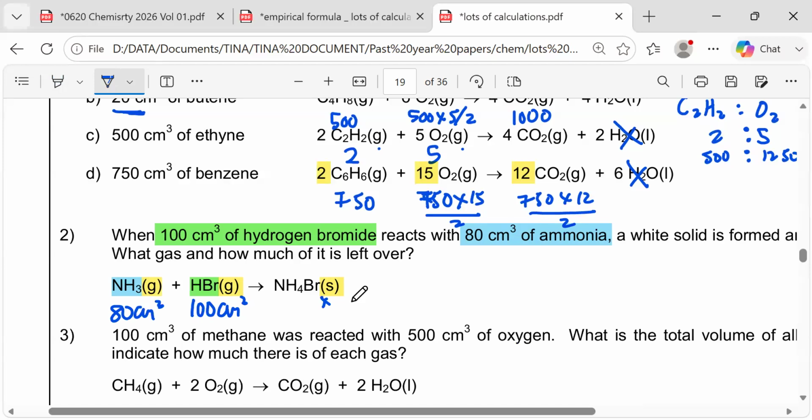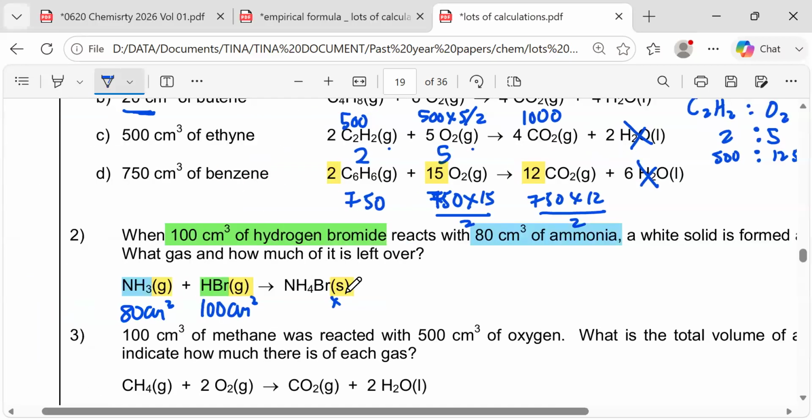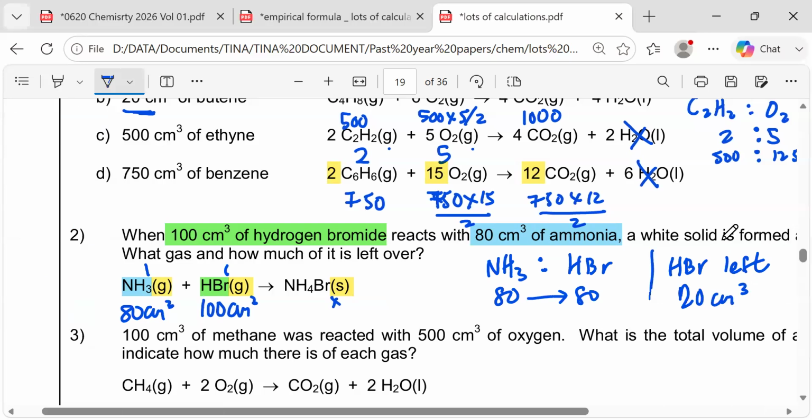Okay? How much gas is left over? Okay, the ratio is 1 to 1. So ammonia to HBr is 1 to 1. So 80 will react with how much? 80. But how much do I give you? 100. So is that extra? Yes. So HBr left is 20 centimeter cube. Do you understand why? Okay. Try and do the question.